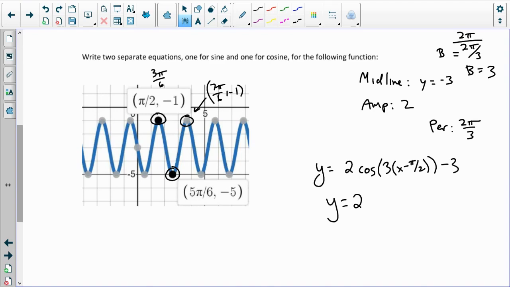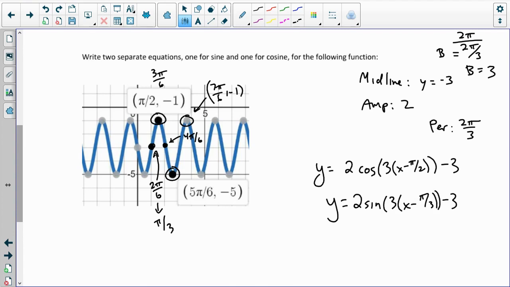I'll write a positive sine graph as well. This is going to be the positive sine graph that I write. If I look at how far things are going, like 3 pi over 6 to 5 pi over 6 means that each tick mark would be another pi over 6. So this would be like 4 pi over 6, and then this point would be 2 pi over 6, which equals pi over 3. So I'm going to use pi over 3 as an example. So 2 sine 3 times x minus pi over 3 minus 3 would be an example of a positive sine graph.